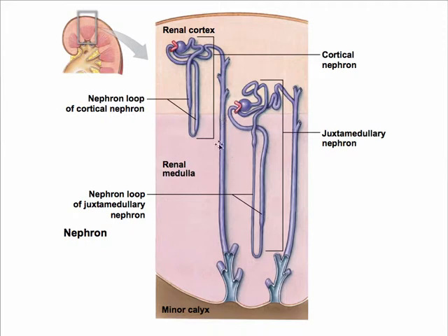You can see the collecting ducts for these nephrons, all of the collecting ducts come through the medulla, and here at the papilla you can see are the openings to those collecting ducts. They open and we catch that urine in a minor calyx.